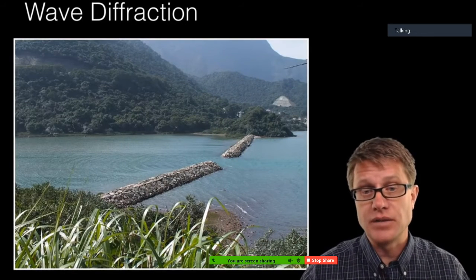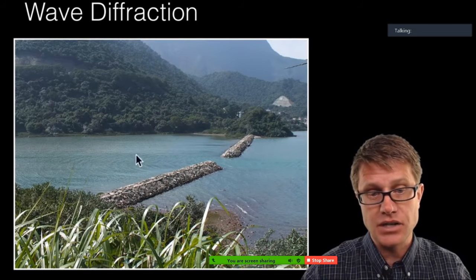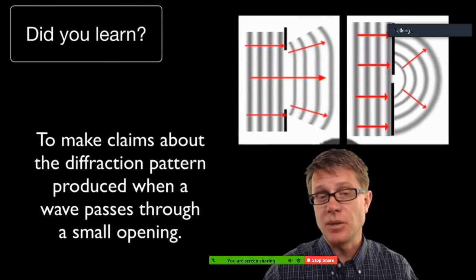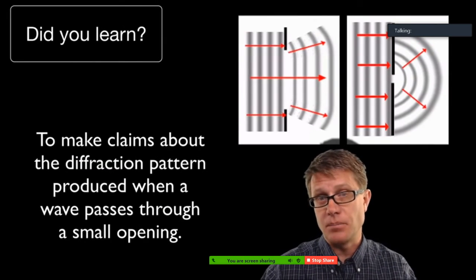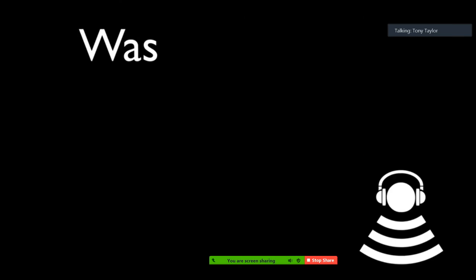We could even see it in the wild. So we've got right here waves coming in on the ocean. There's a little opening right here, and you can see that diffraction as it moves through that little gap in the water. And so did you learn to make claims about the diffraction pattern? That's the pattern created as we move through a small opening. Again, we want to match the wavelength, and I hope that was helpful.